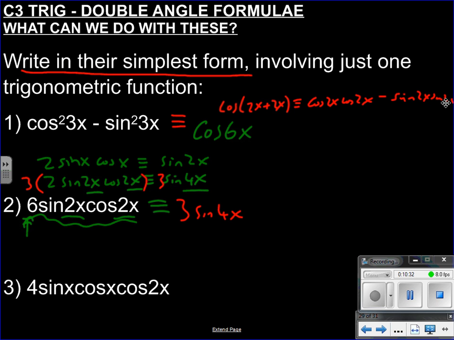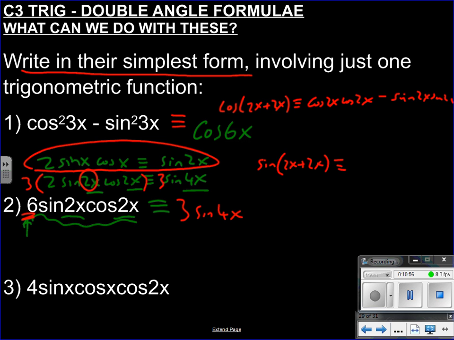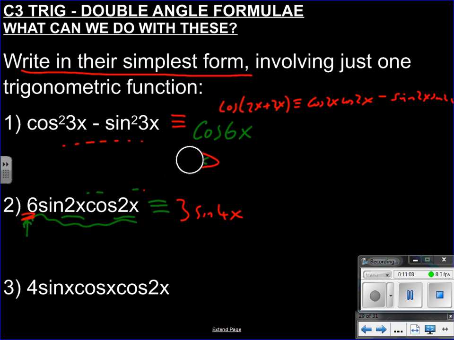A common mistake is that people see 6 in here, and then for some reason they times the angle by 6, or something like that. It doesn't make any sense if you understand where they come from. 2 sine 2x cos 2x comes from sine of 2x plus 2x in your addition formula: sine 2x cos 2x plus cos 2x sine 2x, okay? So it makes no sense to not have a 2 in the front. I hope that's made that clear.